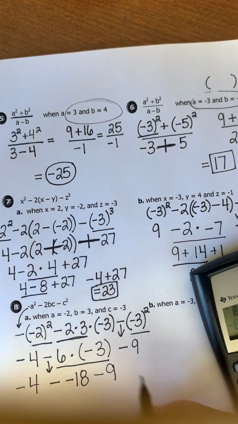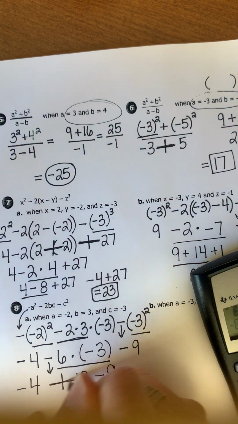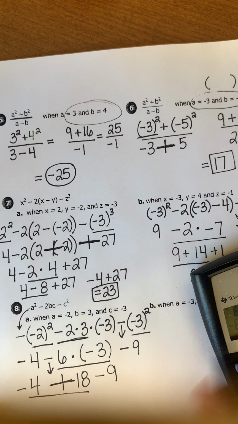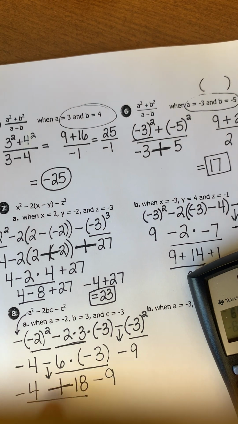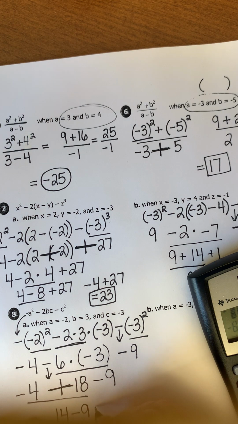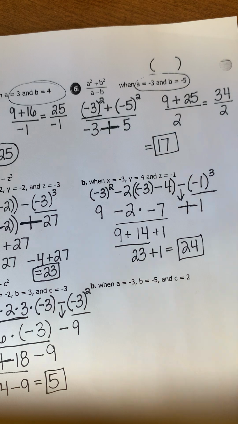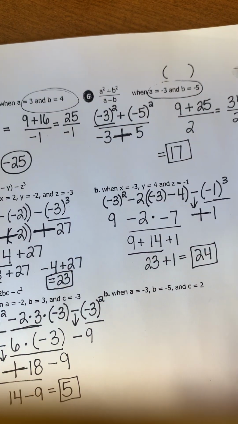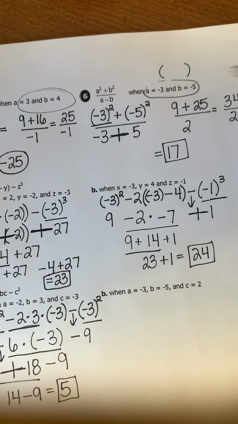And -9. Okay, so here I notice giant plus sign. Okay, add, subtract, left to right. So right here, -4 plus 18 will give me 14. And 14 minus 9 will give me 5. Okay. All right, I want you to try B. So this is 8B. You try it real quick, and then when you pop up, I'll go through it real fast. Okay, so pause.